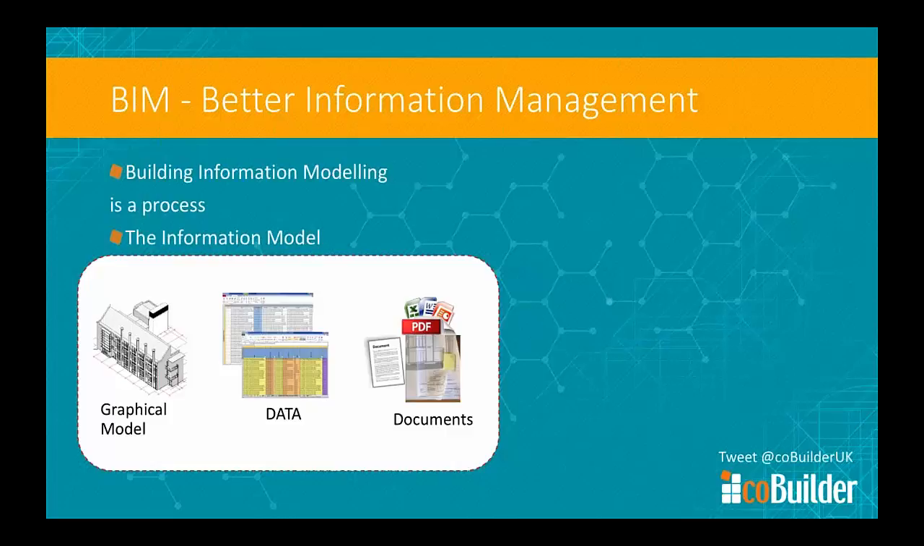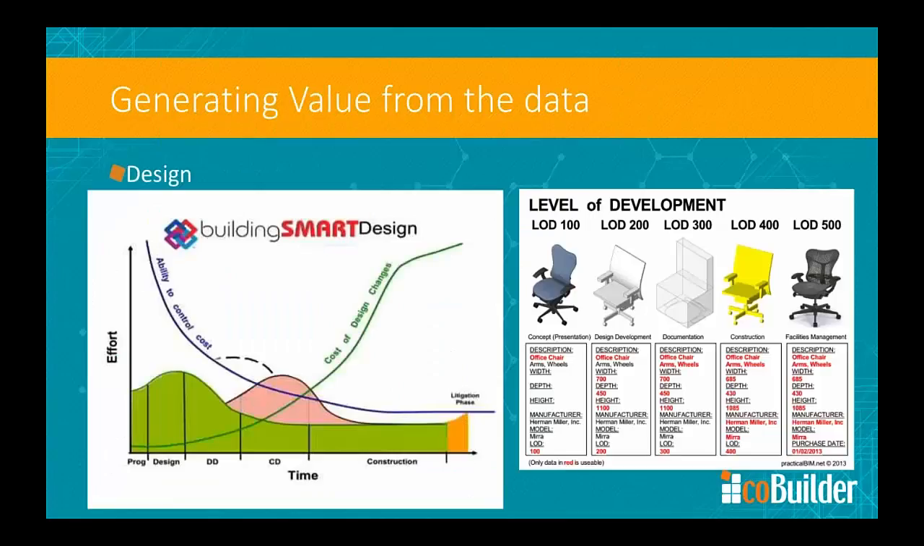So we're talking about what is the right information, what is the right data at the different stages of construction to hand over to make sure we deliver the correct, accurate information model. So how do we generate value from the data right through from first design to end of life and reuse, if you like? Many of you might have seen this, the MacLeamy curve from buildingSMART.